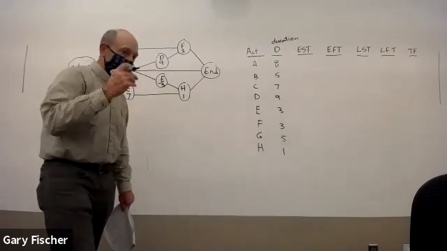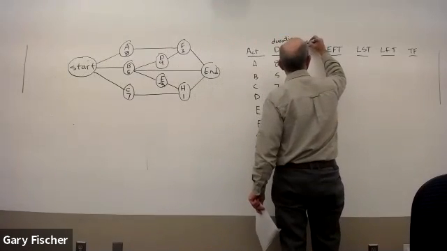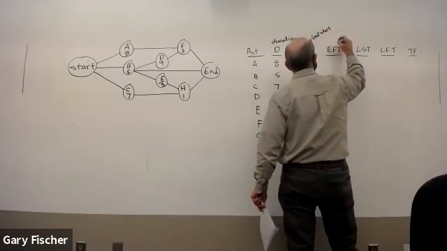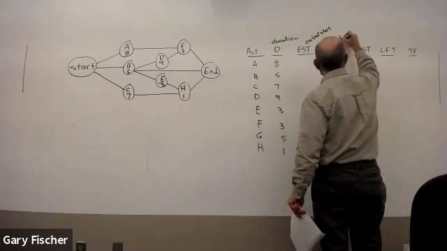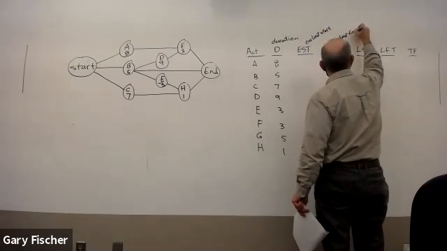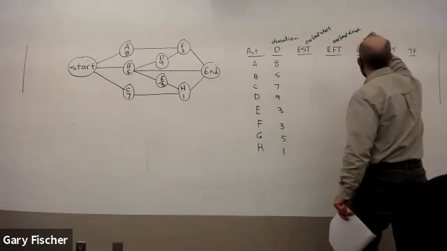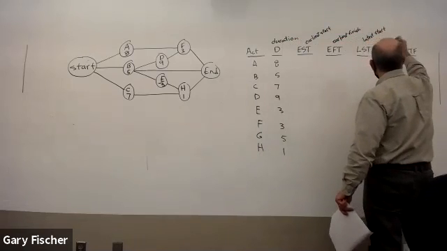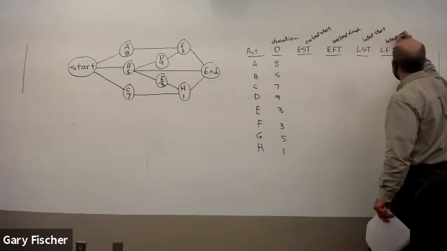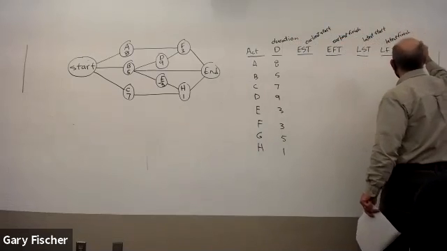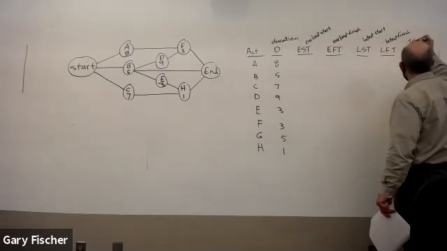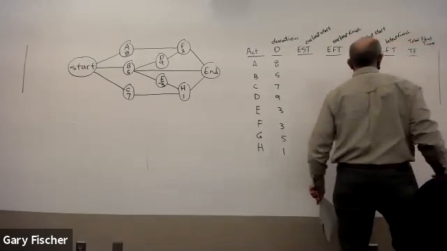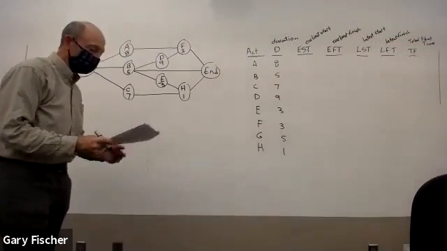Okay. So now these other acronyms. EST is earliest start time. EFT is earliest finish time. LST is latest start time. And LFT is latest finish. And TF is total float time. And it'll become obvious here how they do this.